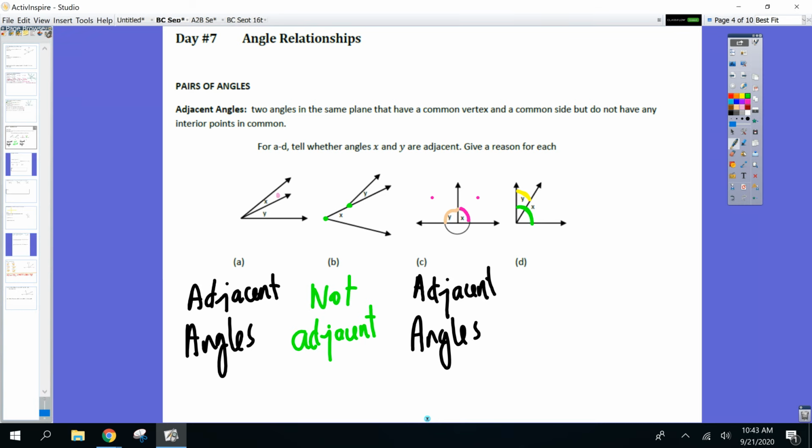Watch, guys. Hey, look. Everyone see that point I just put in inside angle Y? Isn't it also inside angle X? I can't have points that are in common. So what, Sinjin, what can we say about these two? They are not adjacent. They are not adjacent, correct.